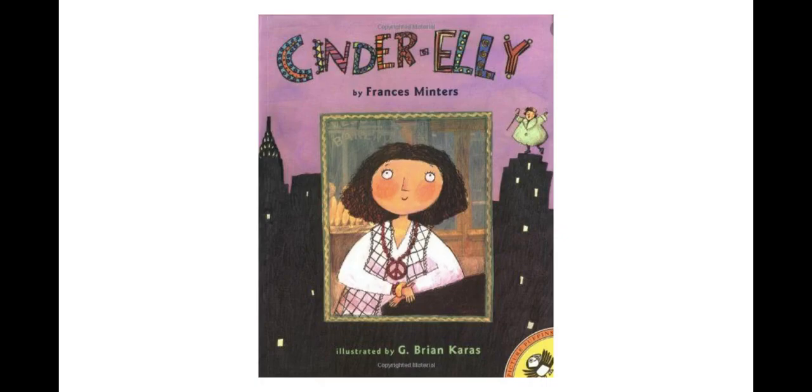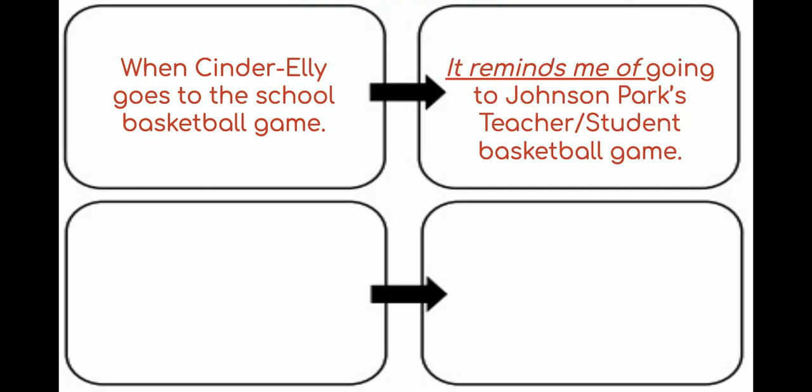I'm going to use an example of a book that we have read already. You used the book Cinderella for your fairy tale unit activity, so you should be familiar with the story and the character. So as I was reviewing Cinderella, I was making personal connections myself. In the first column, I chose a piece from the story Cinderella that I made a connection to. When Cinderella goes to the school basketball game, I made a personal connection to that.